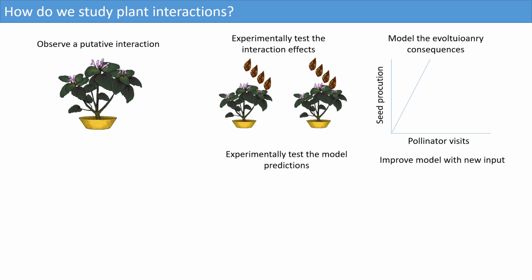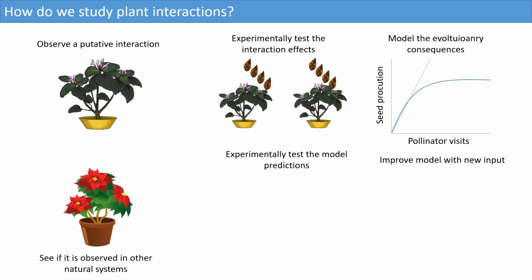So based on this knowledge, we can improve the model with new input, showing how pollinator visits do increase seed production up to a certain level, after which seed production is maximized. And so once we have all of these conclusions on this specific model system, we can see if these conclusions hold for other natural systems by using other plant species to study them.